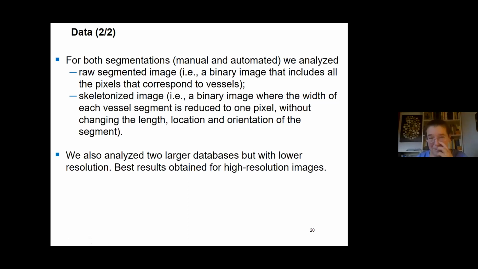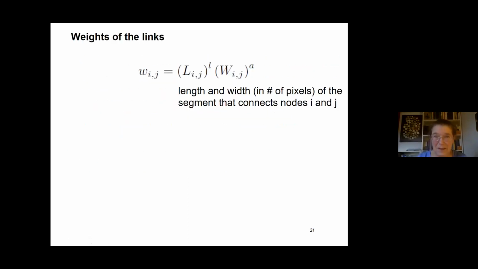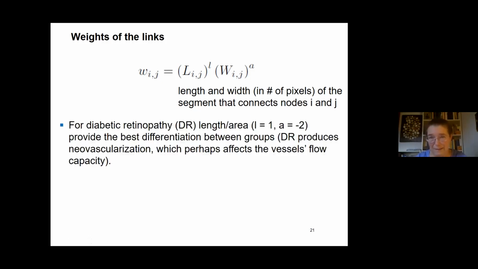And we also analyzed 2 additional databases with lower resolution. And again, if the resolution is not very good, our method doesn't work very well. The best results we obtained with the high resolution images and manual segmentation. So we defined weights for the links, which are related to the length and the width in terms of number of pixels, with some constants here to represent volume, surface or length. We used length over area. That was the best. That was the weights that provided the best differentiation between the groups.